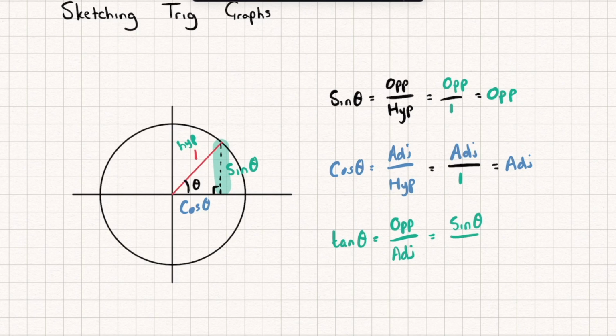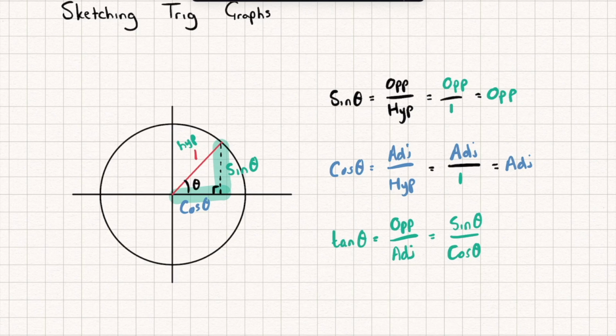And what is the adjacent side of our right angle triangle? Well, that's just cos of theta, or cosine theta. Okay. And so we're going to use the fact that tan of theta is equal to sine of theta over cos of theta to get an idea of what's happening to the graph as the angle changes.